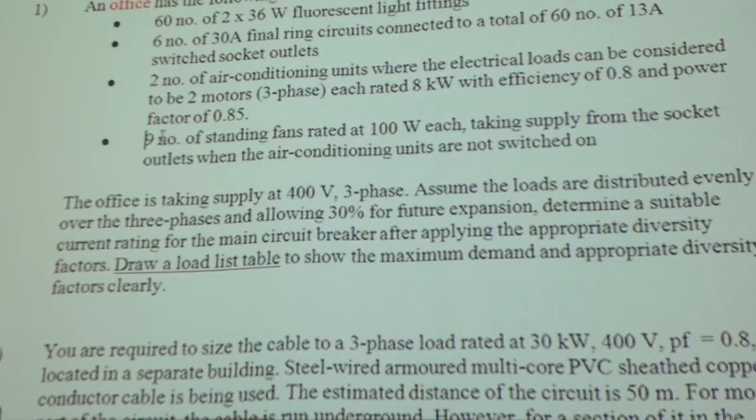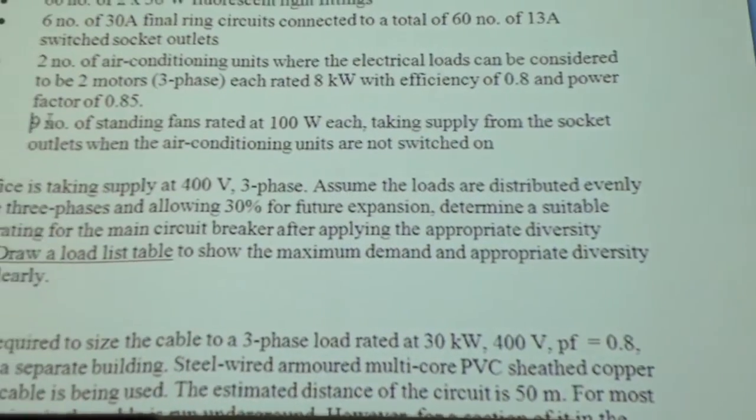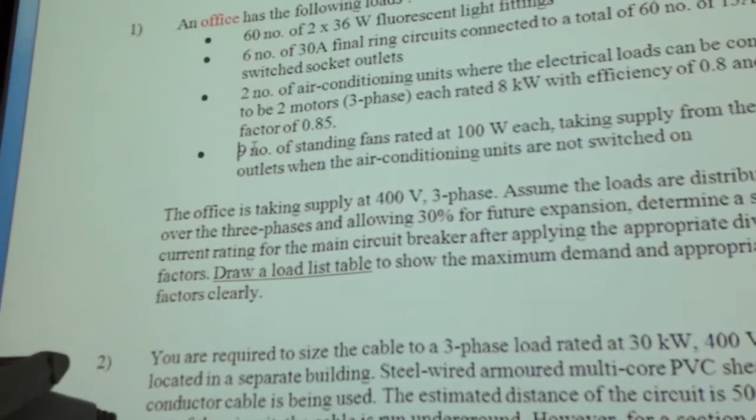These 9 number of fans, how are they connected? Is it in a radial circuit? Because that will affect your answer. If it's a radial circuit, your maximum is only 20 amp. If it's a radial circuit, maximum 30 amp. So without that information, you can't answer the questions. So the way the question was written is that this socket outlet is actually the same with this socket outlet. So you want to assume otherwise, you must make it clear.